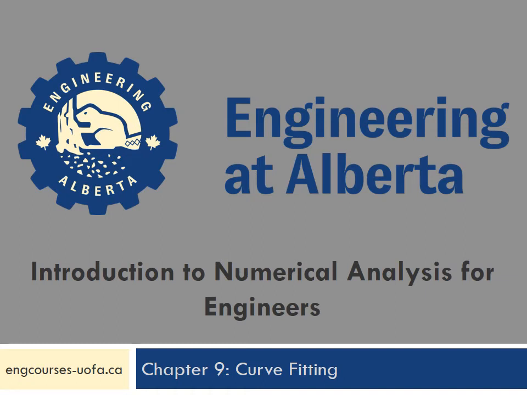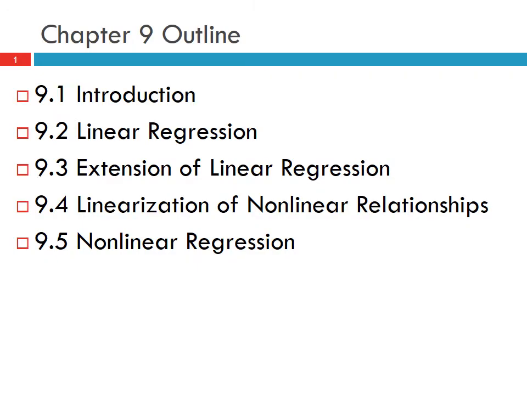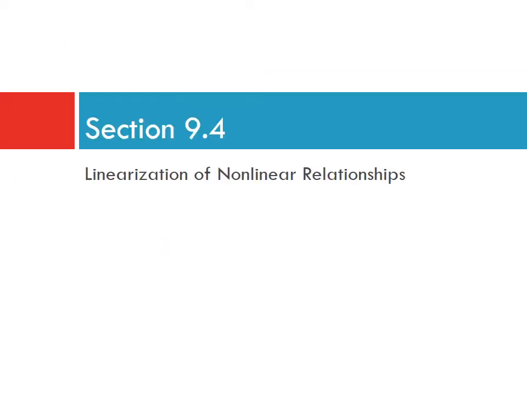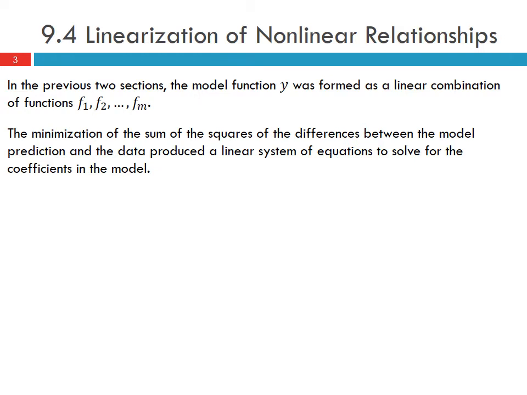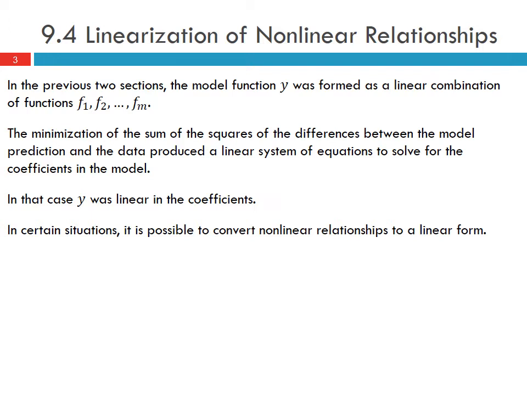In this video, we're going to continue our discussion of curve fitting, and in particular, we're going to talk about linearization of nonlinear relationships. In the previous two sections, the model function y was formed as a linear combination of functions f1, f2, up to fm. The minimization of the sum of the squares of the differences between the model prediction and the data produced a linear system of equations to solve for the coefficients in the model. In that case, y was linear in the coefficients. In certain situations, however, it is possible to convert nonlinear relationships to a linear form.